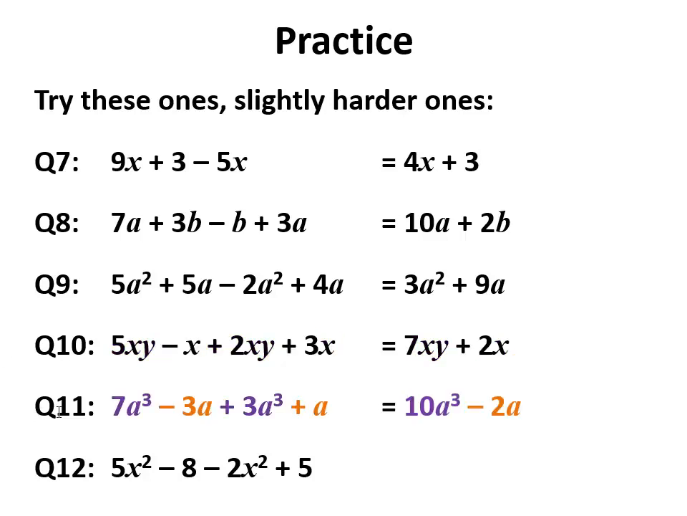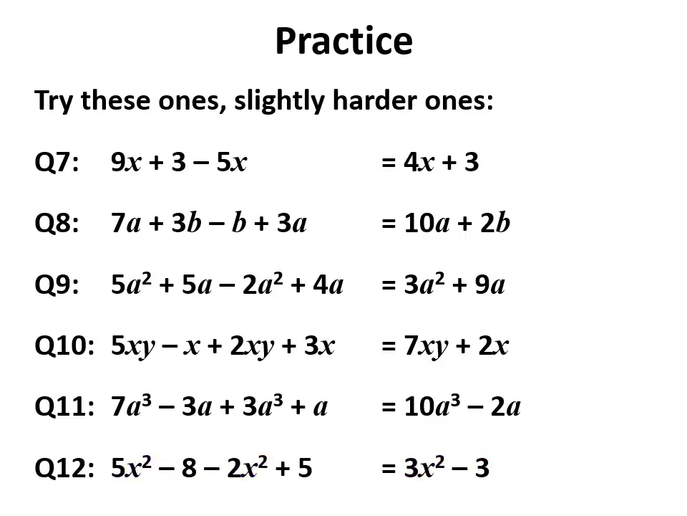Question 11. Got 7 of them, minus 3 of them is 10. Minus 3 plus 1 is minus 2. And last one, 5 minus 2 is 3, minus 8 plus 5 is minus 3.